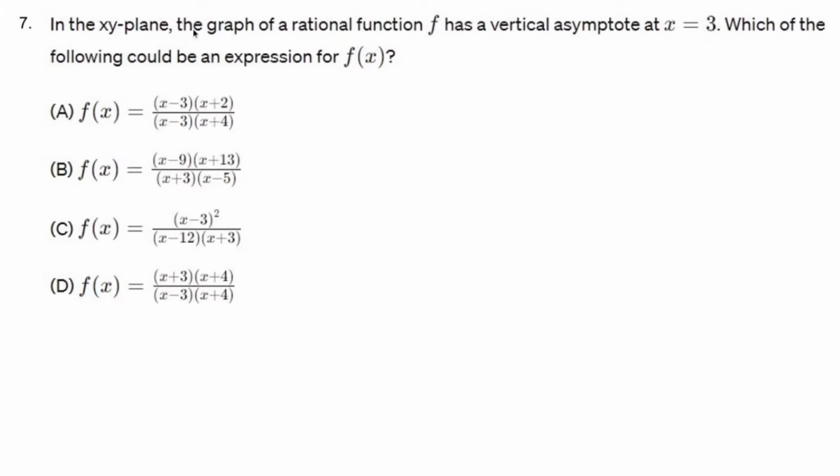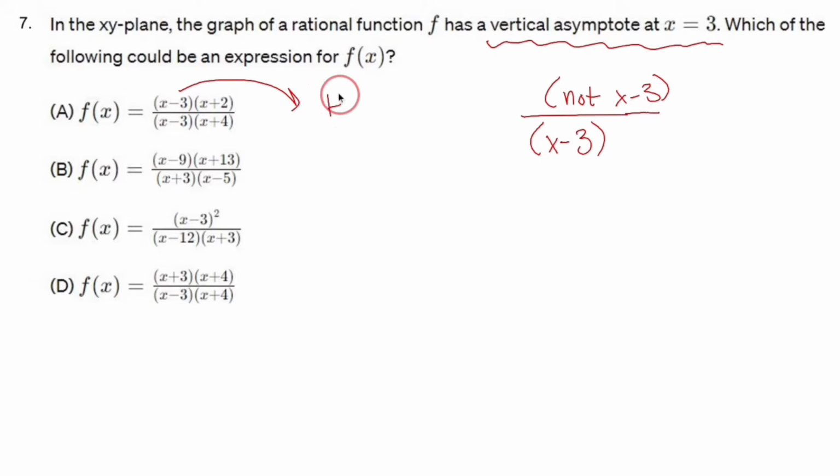In the xy plane, the graph of a rational function f has a vertical asymptote at x equals 3. Which of the following could be the expression for f of x? Now, if a vertical asymptote lives at x equals 3, that means there must be an x minus 3 living somewhere in the denominator and not an x minus 3 living somewhere in the numerator. If there was an x minus 3 living in the numerator like this guy, that creates a hole. So I don't want you, no.